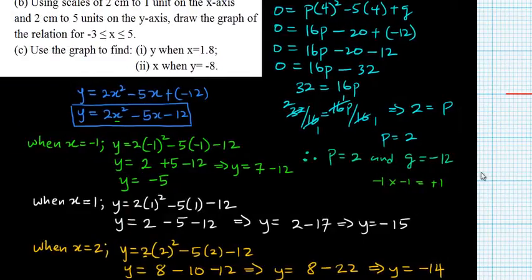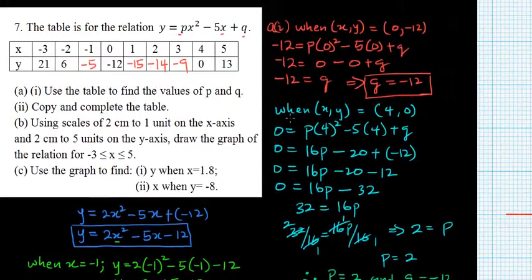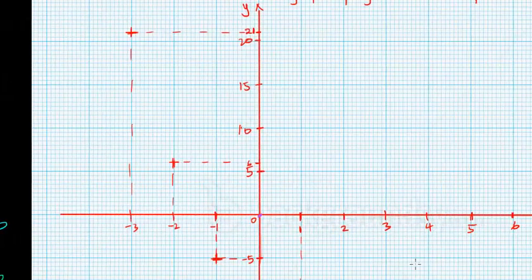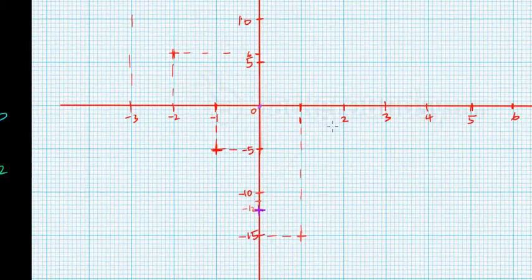Let's go again. When x is 2, y is minus 14. This is x is 2. Let's go to minus 14. Now if this is minus 15, if we move upward two boxes, we would have minus 14. So this is minus 14 here.